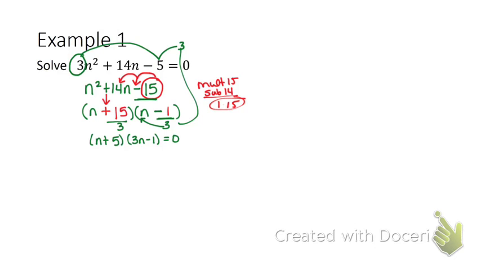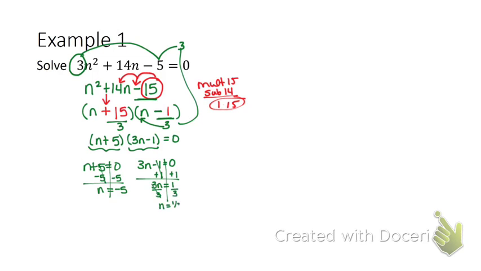Alright, so remember, once you have it factored, you have things being multiplied, which means you can set those individual factors each equal to 0 and solve for n. So the first one, let's subtract the 5. And so we get n equals negative 5. And the second one, we're going to add the 1. We get 3n equals 1. Divide by 3. And so n equals 1/3. And so there are my 2 solutions.